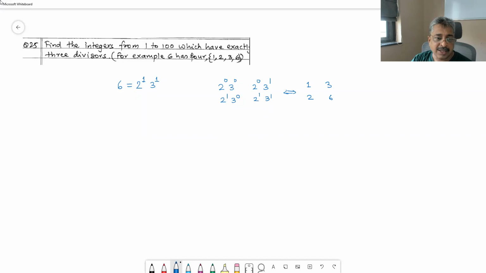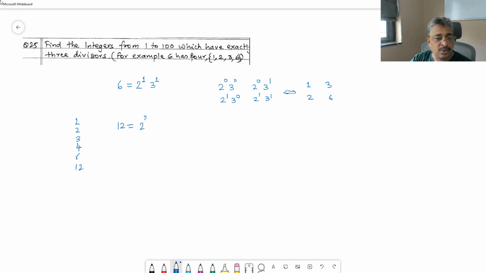Say let us take 12. Otherwise we can find the divisors by enumerating. 1 is a divisor of 12, 2 is a divisor, 3 is a divisor, 4 is a divisor, 5 is not, 6 is a divisor, 7, 8, 9, 10, 11 are not, and 12 is. So 1, 2, 3, 4, 5, 6 divisors.